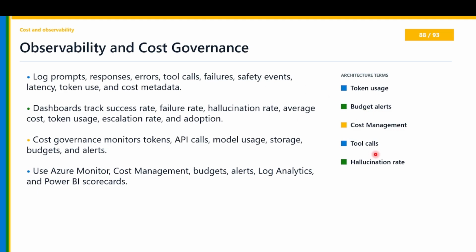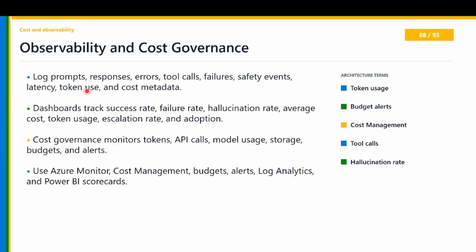Then monitor agent tool costs, because whenever agents call tools, they are using tokens, and whenever agents implement tools, they are using tokens. So if agents call tools inappropriately, then cost will also increase. So also monitor the way agents call tools. Another architecture term we have here is hallucination rate. Understand this architecture term very well as an observability and cost governance architecture term that you should put in practice and include in your design. So let's look at them one after the other.